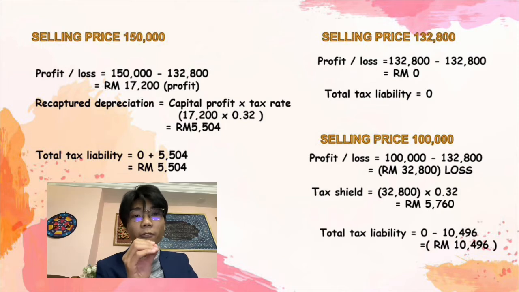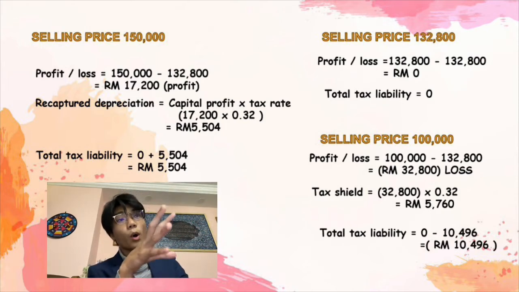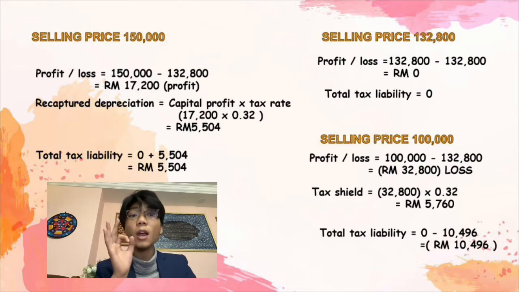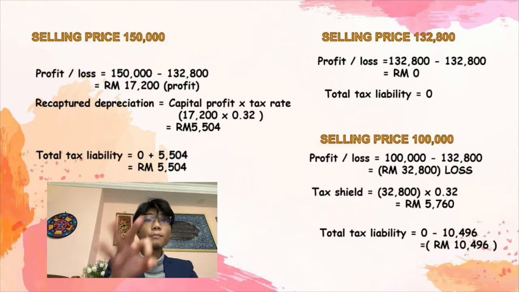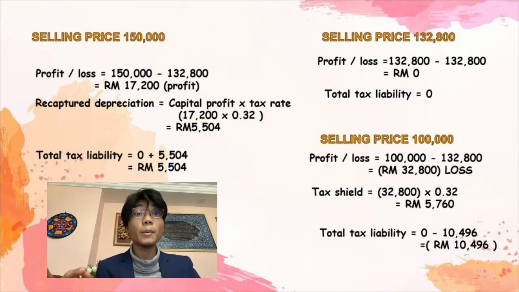And for your record, why is the total tax liability for 182,000 equal to 0? Because there is no EBT, earnings before tax, and the selling price is the same as the book value. That's why the total tax liability is 0.